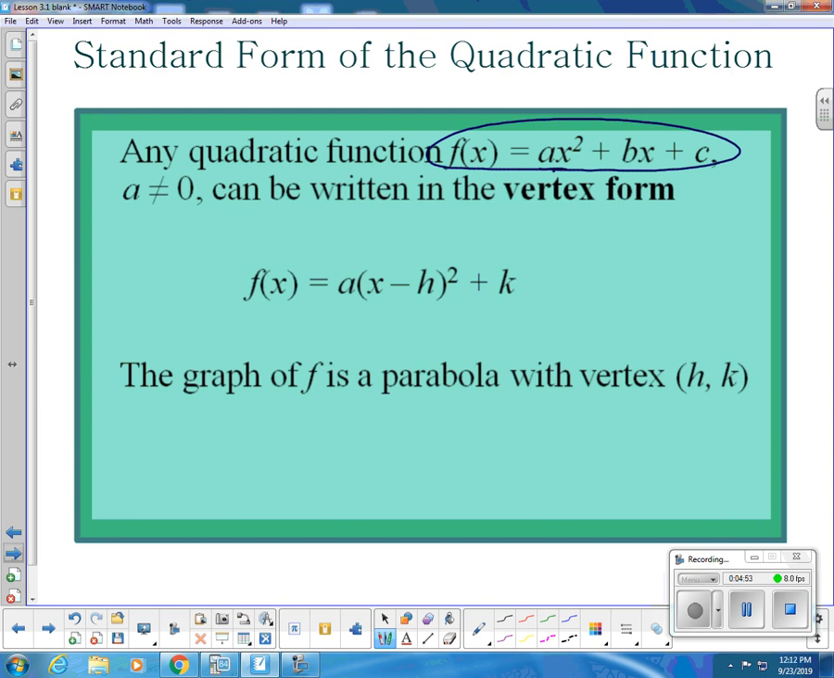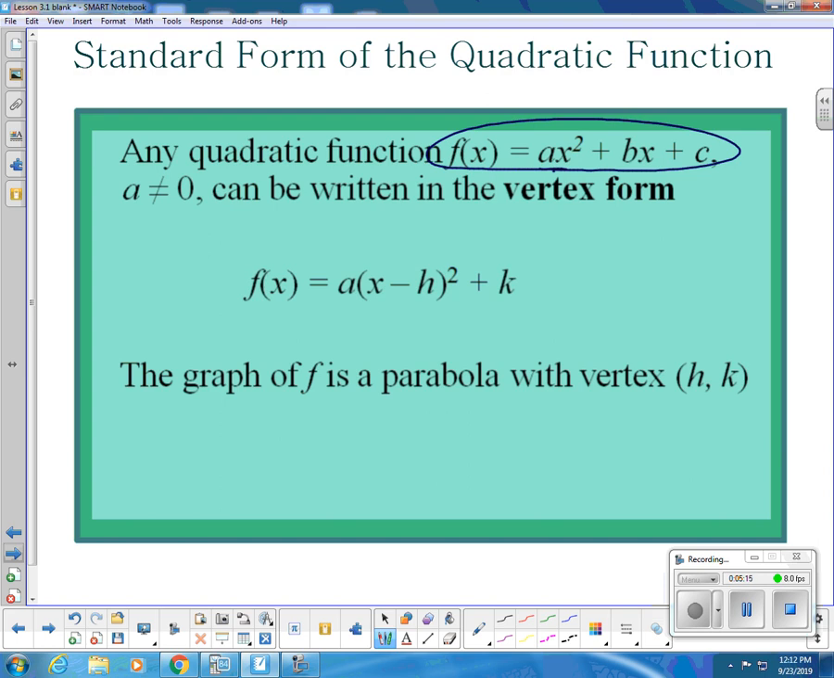It's going to be a parabola, right? And in particular, you can tell if it's opening up or opening down by looking at the a value, right? If a is positive, it's opening up. If a is negative, it's opening down. So those are things we already know about this form. There's nothing else you can tell.